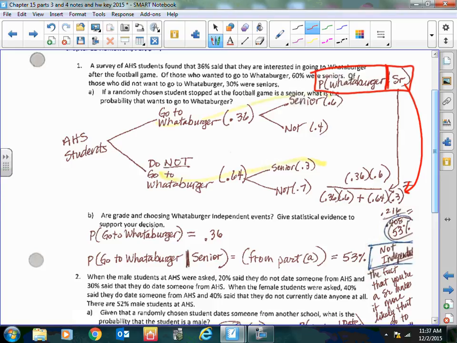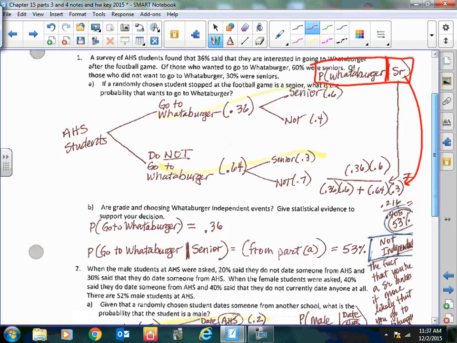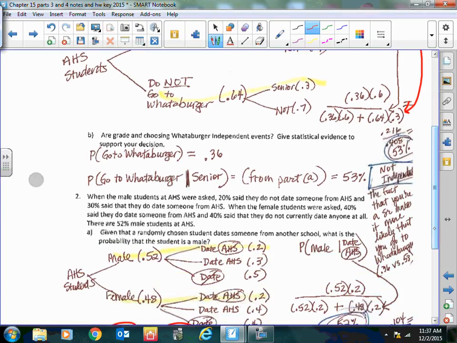Because you cannot just go, yeah, they're independent because the fact that you are a senior makes it more likely to be going to Whataburger, and not show the math or the formula involved. You have to show the math or the formula. So you need two things. You need a conditional probability and you need the marginal probability. Conditional would be like a given that.